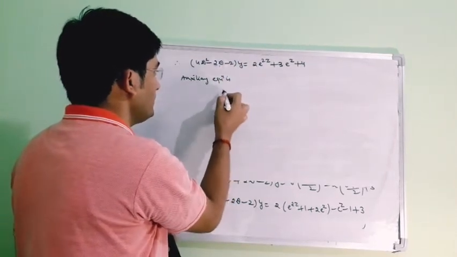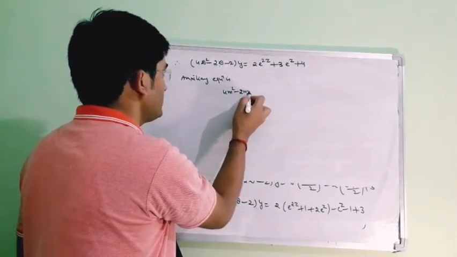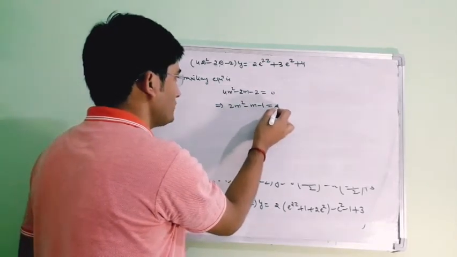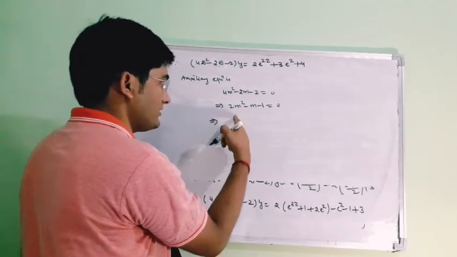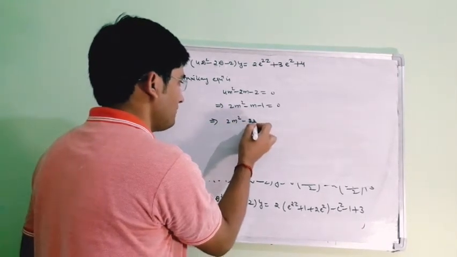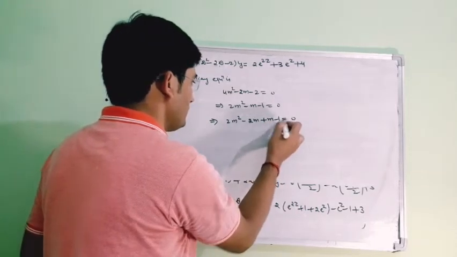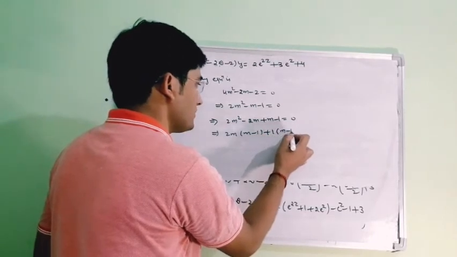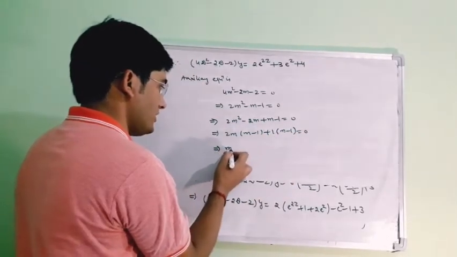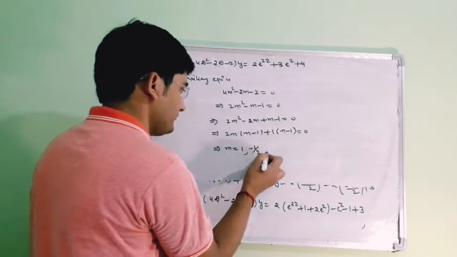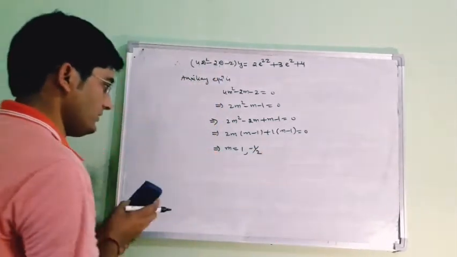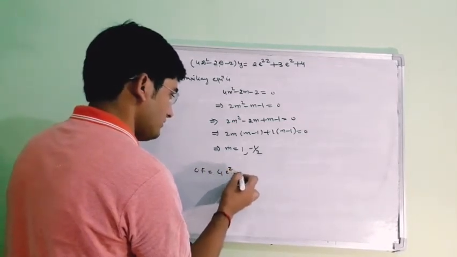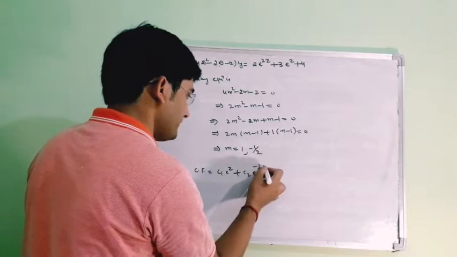So the auxiliary equation will be 4m square minus 2m minus 2 equal to 0. So from here we will have 2m square minus m minus 1 equal to 0. So we can write it as 2m square minus 2m plus m minus 1 equal to 0. So we will have 2m into (m minus 1) plus 1 into (m minus 1) equal to 0. So our m will be 1 or minus half. So your complementary function will be c1 e to power z plus c2 e to power minus half z.